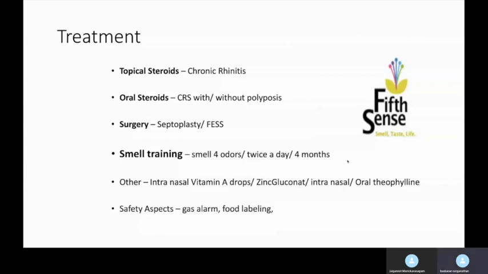It's also important to explain to the patient about the safety aspects, like fitting a carbon monoxide alarm in the kitchen, and they need to label their food so that they're not eating any rotten food and causing infection. So I think that's also important to cover.